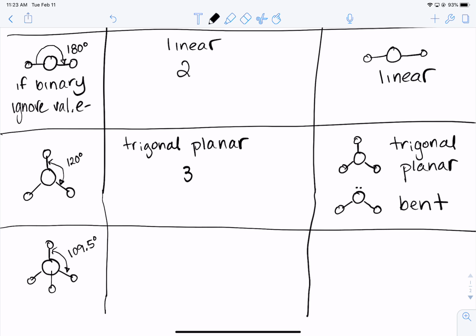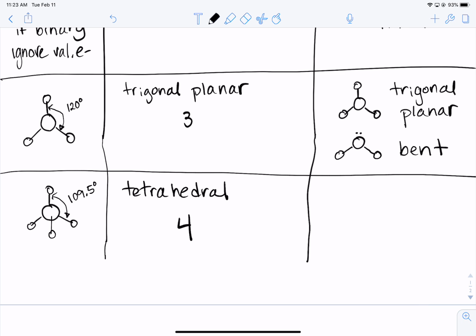We call this a very fancy word. It's called tetrahedral. This means there are 4 electron clouds. If in fact all 4 of the elements are the things that are in the electron cloud like this, call it the same thing. Its shape is tetrahedral.